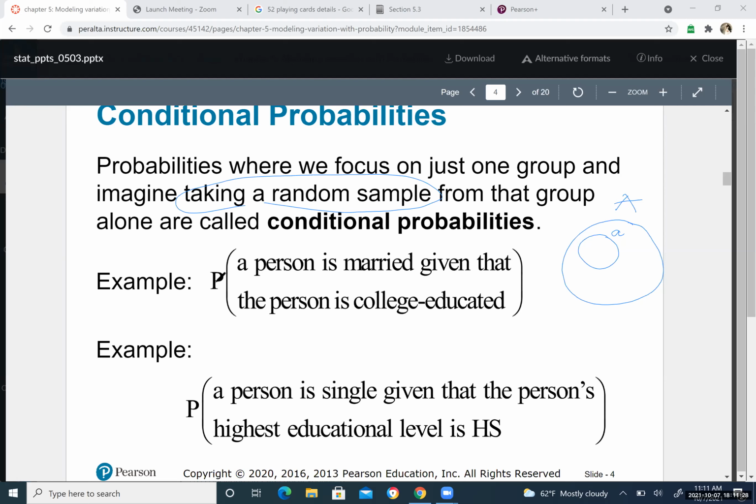So let's see an example: the probability that a person is married, given that the person is college educated. The words given that tell you they're talking about conditional probability, which means they're talking about this picture. So you can imagine, now the big group A, based on this example, can anyone tell me what the big group A stands for in this example? Anyone?